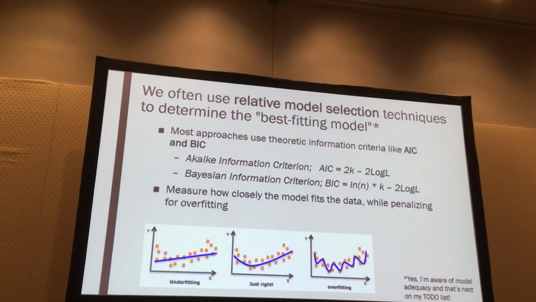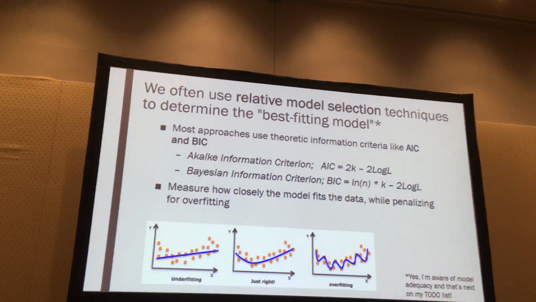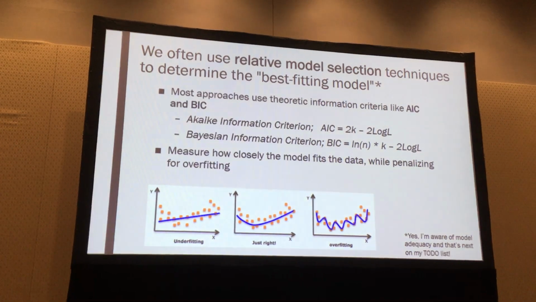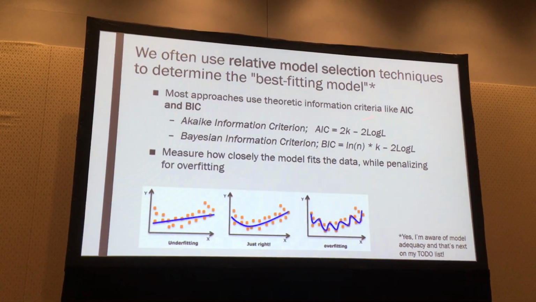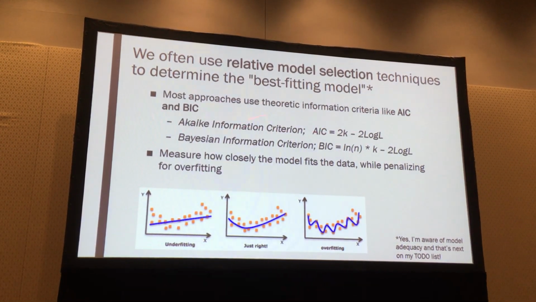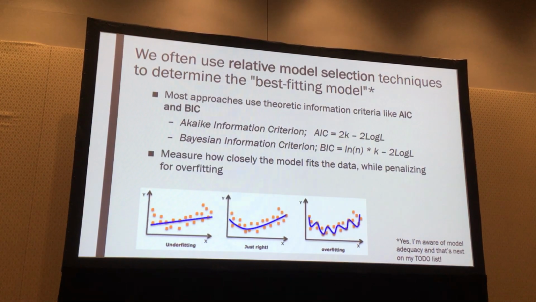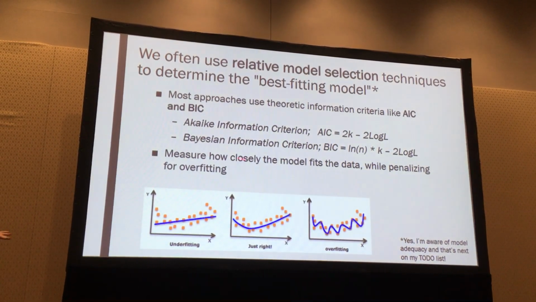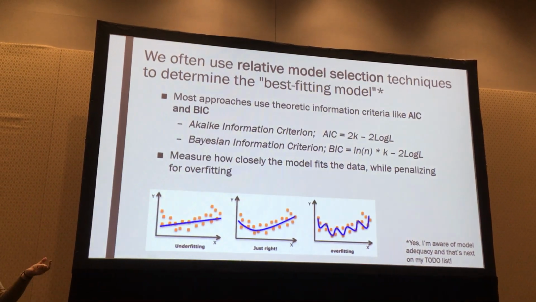So how do we do this? I'm not going to get into the details too much, happy to talk more after. But oftentimes, not always, asterisk, but oftentimes we use a technique called relative model selection, where we have a criteria, something like AIC or BIC, which are quantities that you can calculate from likelihood and from number of parameters, and we rank models according to these criteria. What these criteria tell us is how closely the model fits the data, but they also penalize for overfitting.